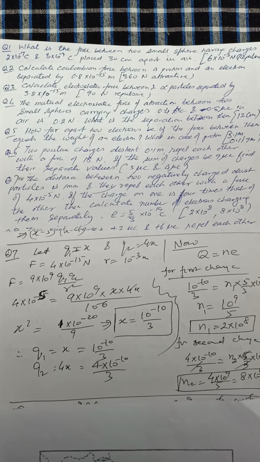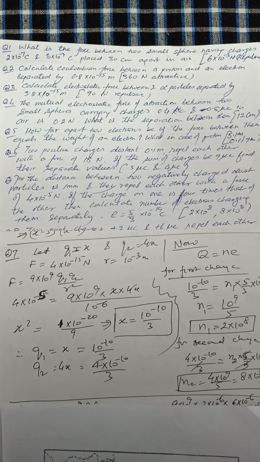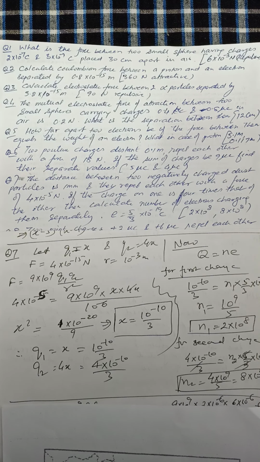Now we come to question number 7. It says that the distance between two negatively charged dust particles is 1 millimeter. They repel each other with a force of 4 × 10^-5 Newton. If the charge on one is 4 times that of the other, then calculate the number of electrons charging them separately. In this question, the charge of electron is given. Standard value is 1.6 × 10^-19 coulomb. But for this question, the value given is 5 by 3 × 10^-19 coulomb.